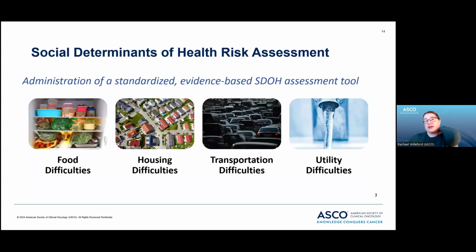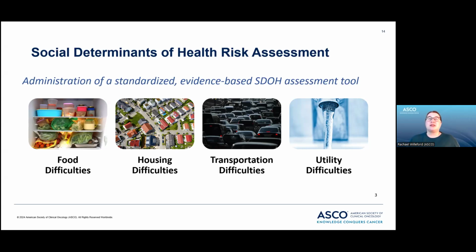The third service that has been created is social determinants of health risk assessment. This is used to report the administration of a standardized evidence-based social determinants of health assessment tool. At a minimum, the tool used must assess the patient for at least 4 specific categories: food insecurity, housing insecurity, transportation needs, and utility difficulties.